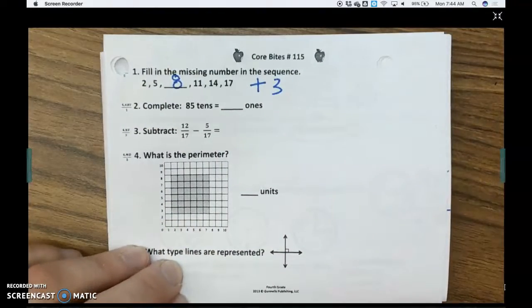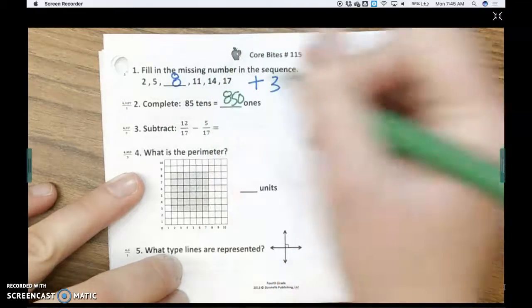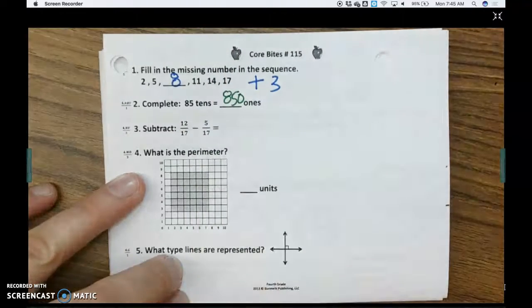For number 2, 85 tens equals how many ones? So the answer would be 850 ones. Because if you have 85, times 10, that's going to give you 850.